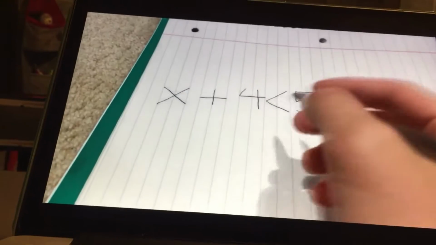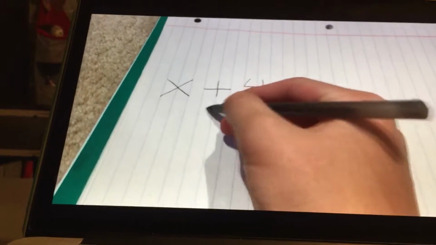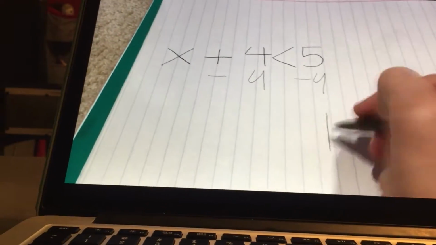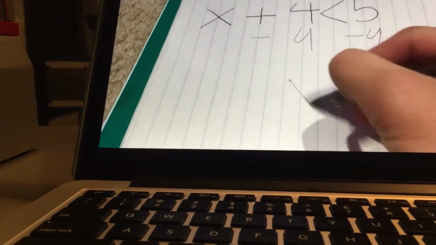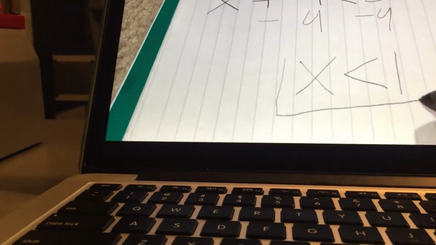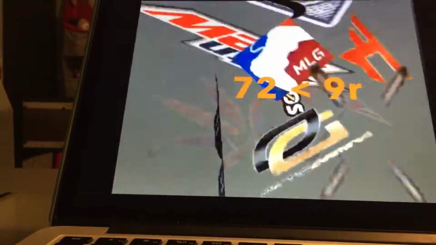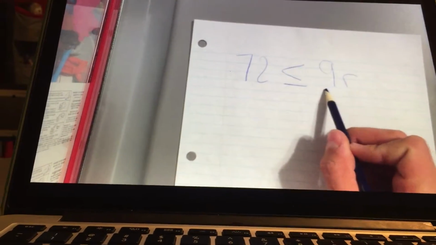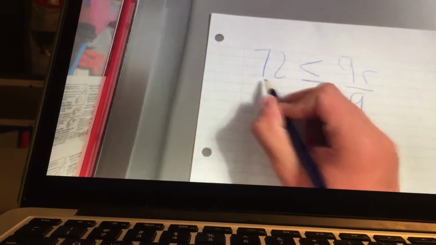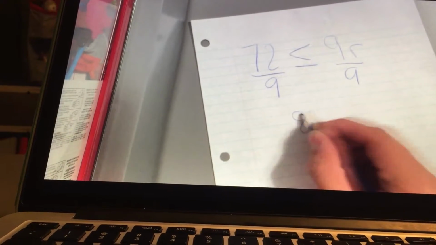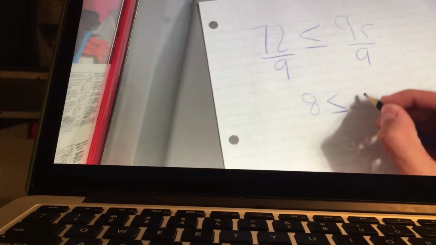Okay, so for this first problem, we're going to start by subtracting 4 from both sides, which is going to leave us with 1 here, and pretty much we're done with this first problem. This problem is very simple. All you have to do is take the 9 and then divide 72 by 9 and get 8 is less than R.